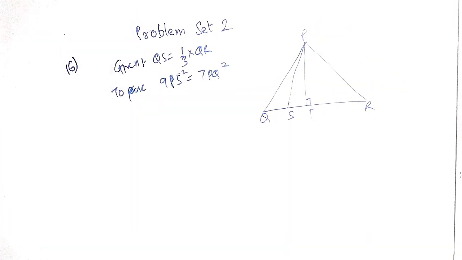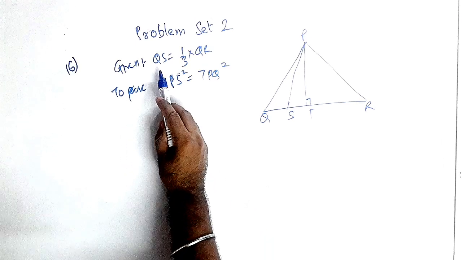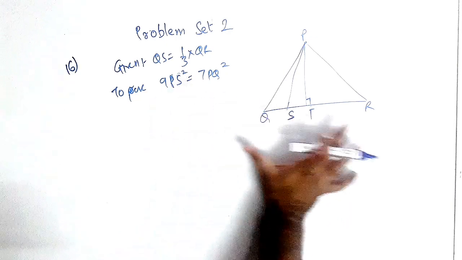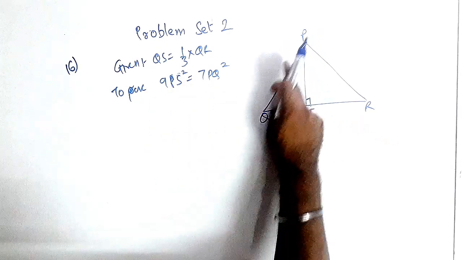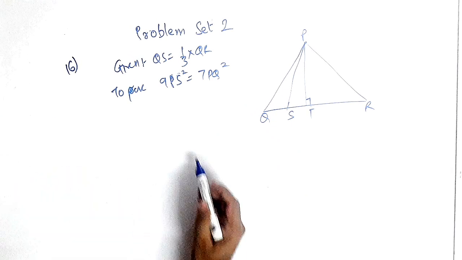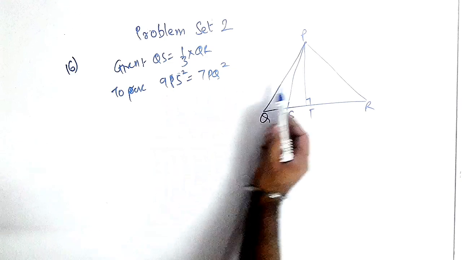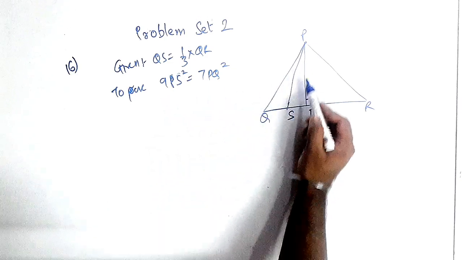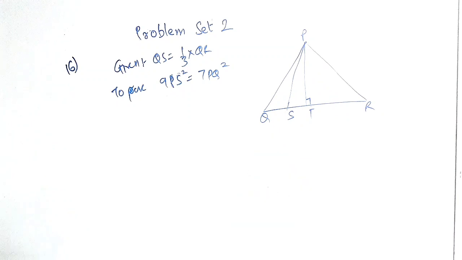So 16th one given is a little bit lengthy, but very easy actually. Here it is given QS is 1/3 of QR. Triangle given is equilateral triangle. Okay, and what we have to prove is 9 times PS square is equal to 7 times PQ square. Okay, how we are going to get there?